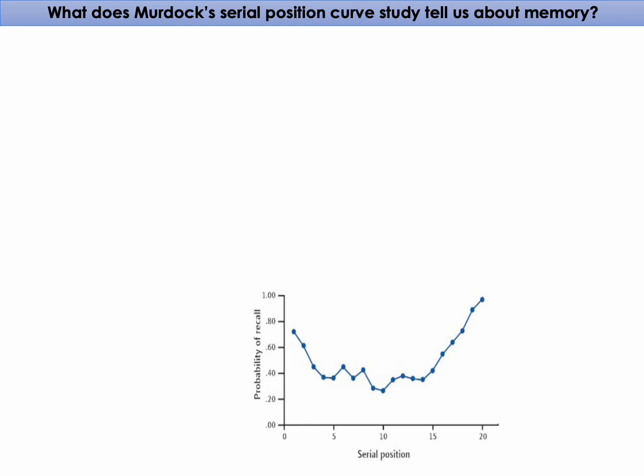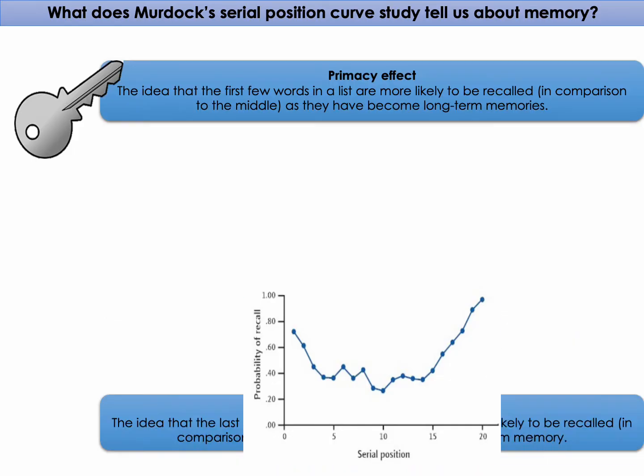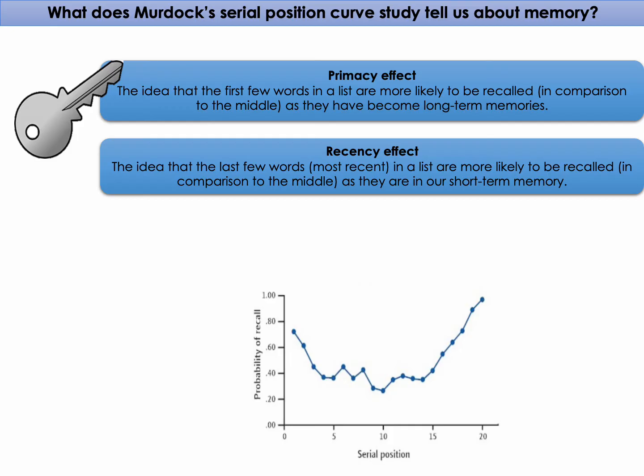So what you can see here is Murdock's findings in a table, along with the key concepts that you need to be able to understand and describe for Murdock's findings. So we have the primacy and the recency effect. Now what they refer to is, if you have a look at the graph here, the probability of recall and the position of words on the list. The probability of recall was high for the first 5 words of the list, those in the position of the start of the list, and that is because of what's called the primacy effect.